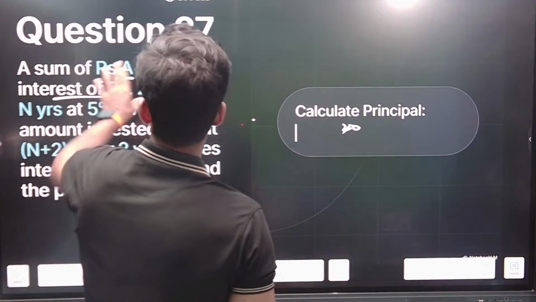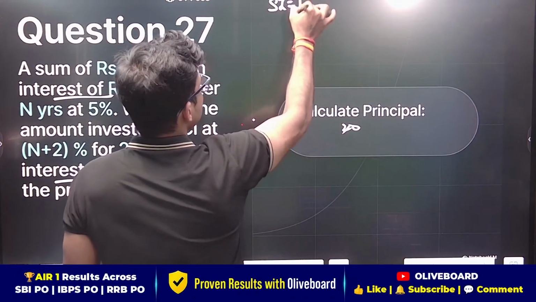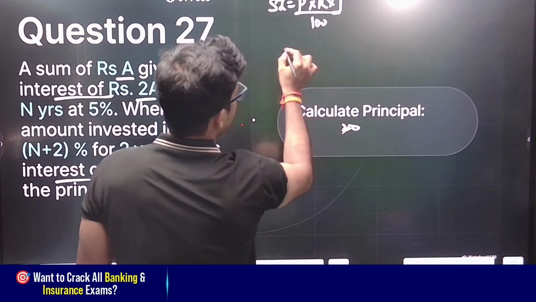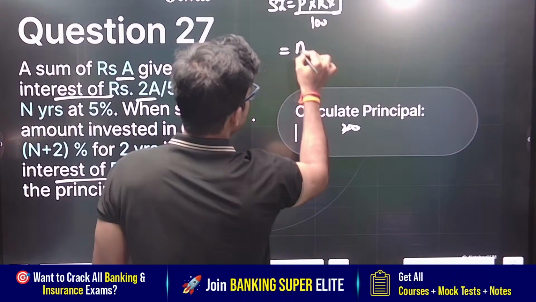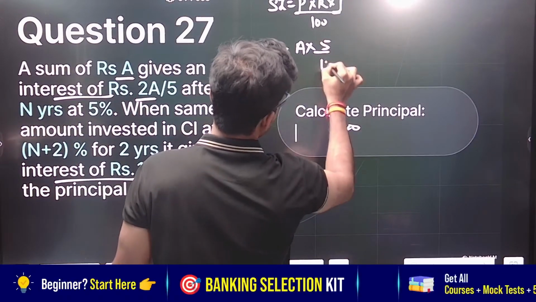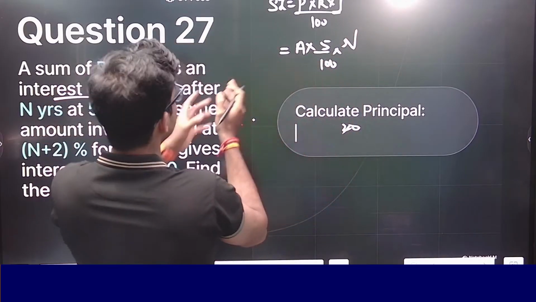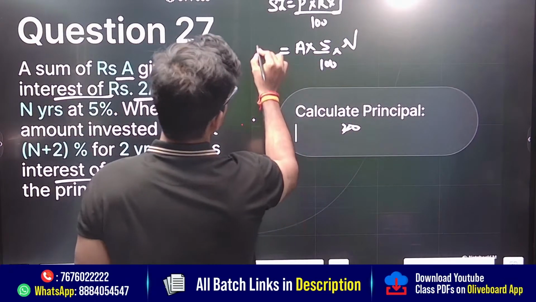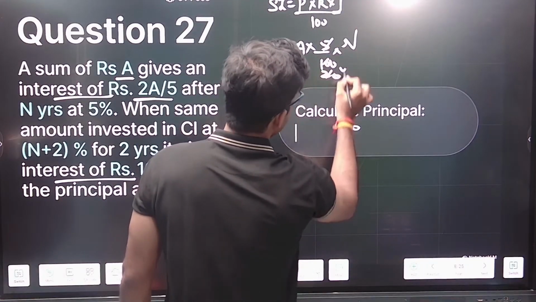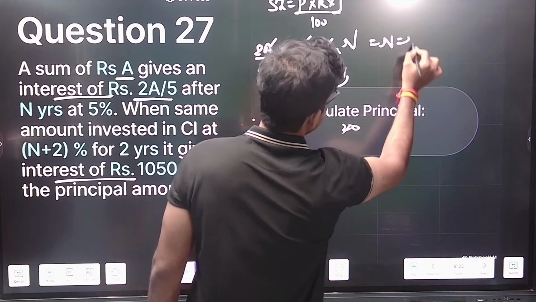See, a sum of rupees A. What is sum? Principal. So you know SI is equal to P into R into T by 100. The sum is given, which is A. R is given as 5%. Now T you don't know, which is N years. The interest is 2A by 5. 5 goes 20 times, 5 goes 4 times, 4 twos are 8. This A cancels out. Can I say the value of N is 8?